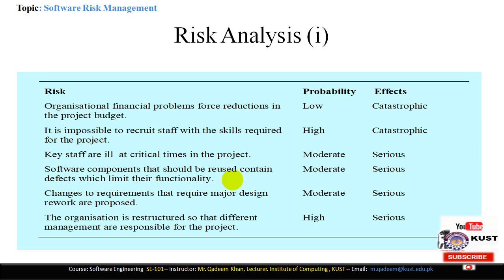If they have some problems, then this is a very serious risk as well. The occurrence of this risk is moderate. That means it is a medium type of risk by probability, but the effect is very serious. If it occurs, it will affect the project very seriously.